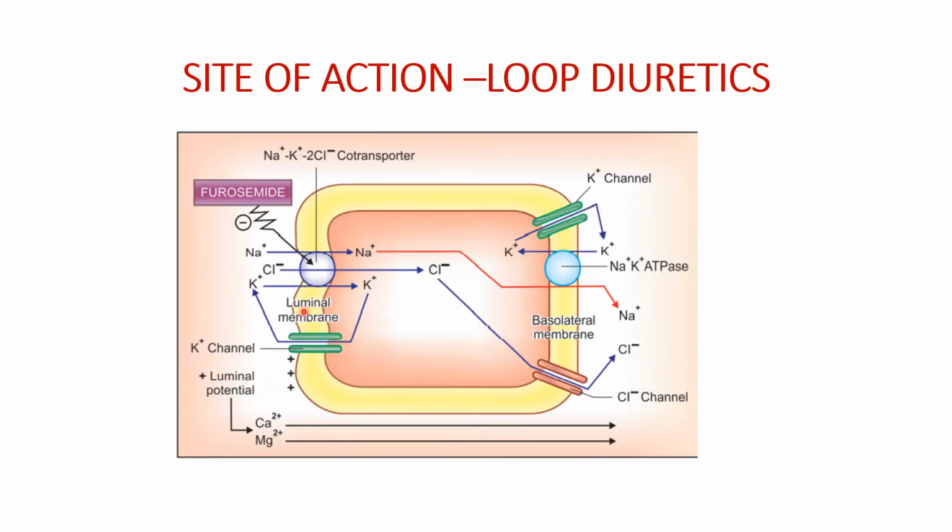The site of action of loop diuretics is in the thick ascending loop of Henle. It blocks the sodium potassium 2 chloride transporter, thereby inhibiting the reabsorption of sodium, chloride and potassium. By inhibiting this, it also inhibits the passive reabsorption of calcium and magnesium as well.